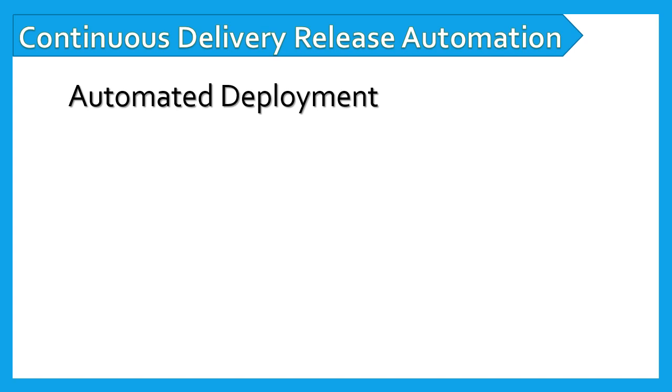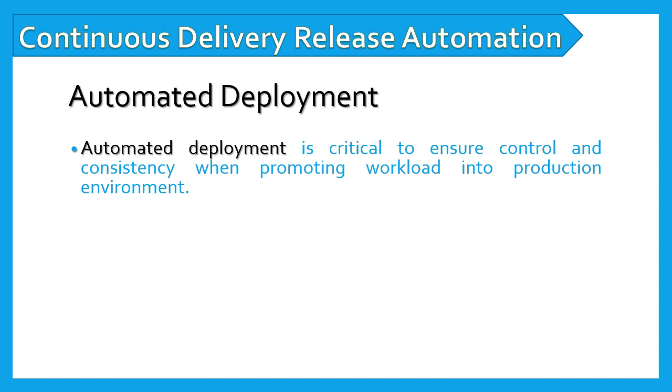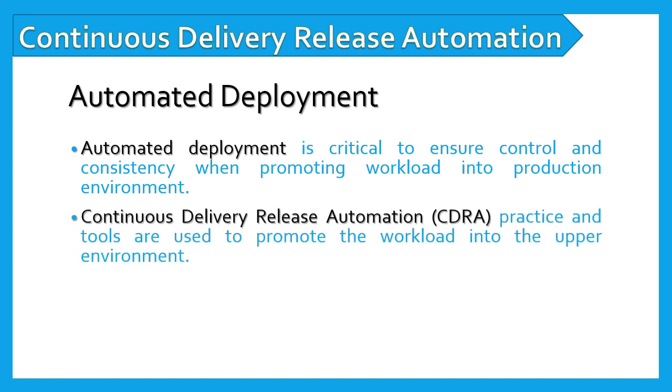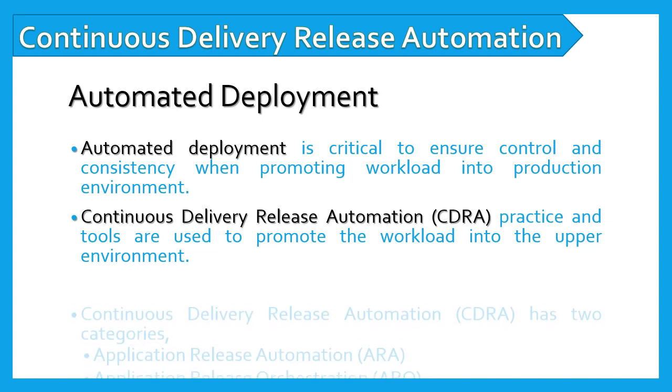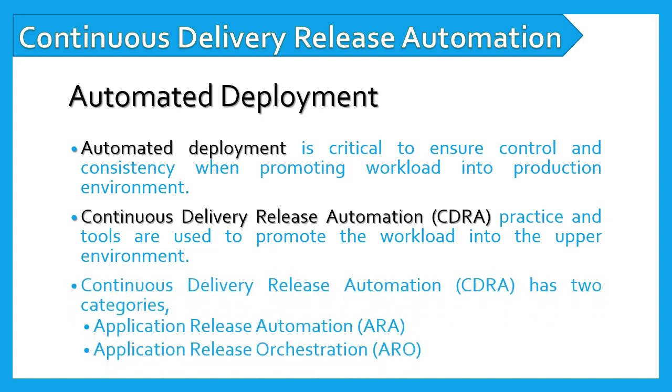Continuous delivery release automation. Automated deployment. Automated deployment is critical to ensure control and consistency when promoting workload into the production environment. Continuous delivery release automation (CDRA) practices and tools are used to promote the workload into the upper environment. CDRA has two categories: application release automation and application release orchestration.